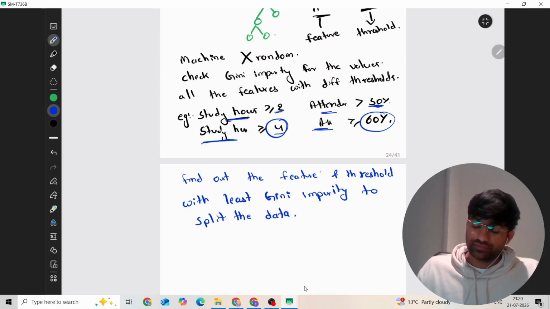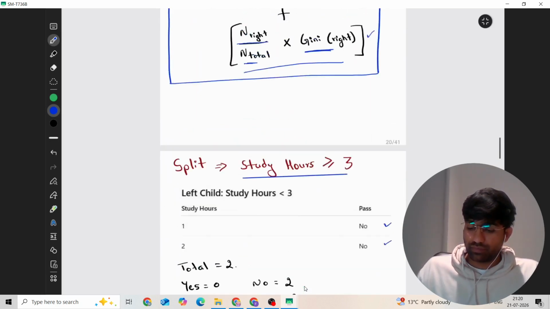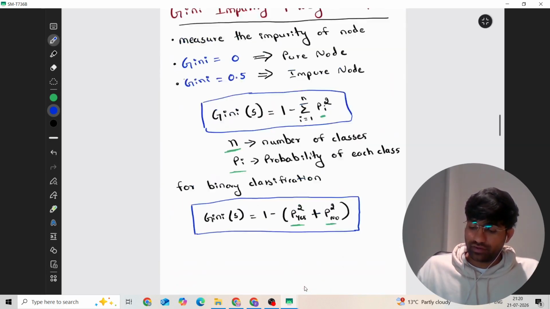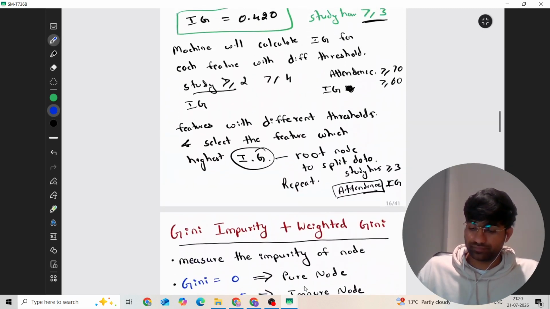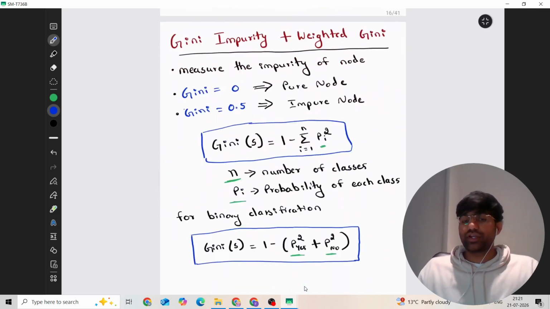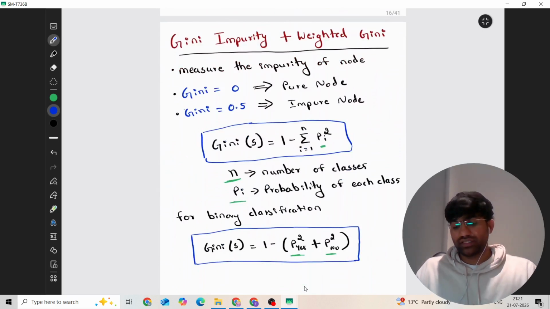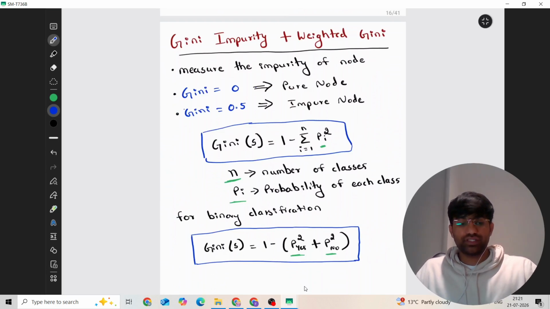In this way, the decision tree is built by using Gini impurity and weighted Gini. That is the CART algorithm. So it is important for building the decision tree. That's all in this video. In the next video, we will see pre-pruning and post-pruning and decision tree regression. Thank you.